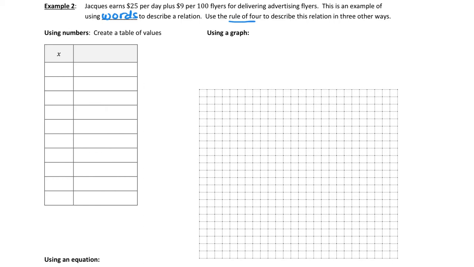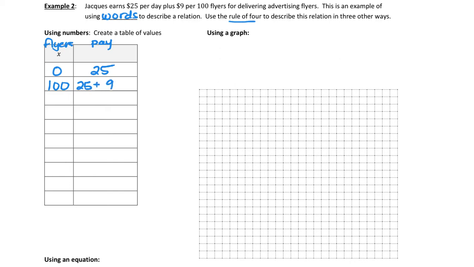So let's just do the beginning, and then you can keep working on it yourself. So we know that he earns $25 per day, no matter what. So even if he doesn't deliver any flyers, he earns $25. So X is the number of flyers. And then our Y is going to be his total pay or his earnings. So if he sells 0 flyers, he's going to be paid $25 no matter what.